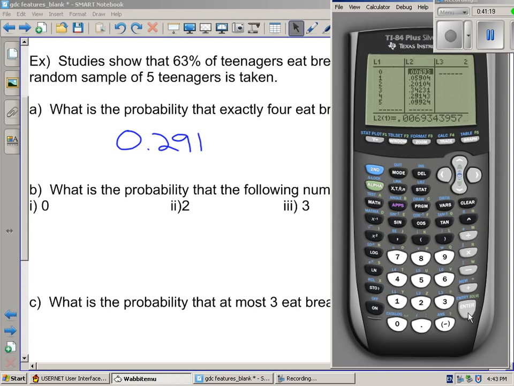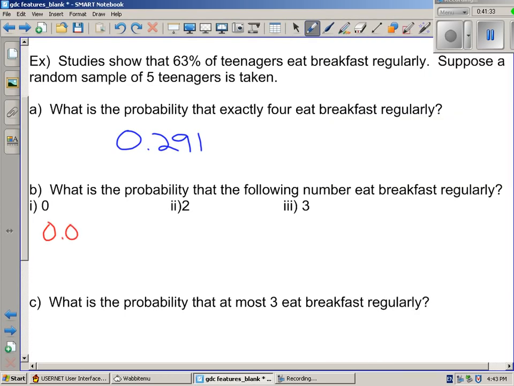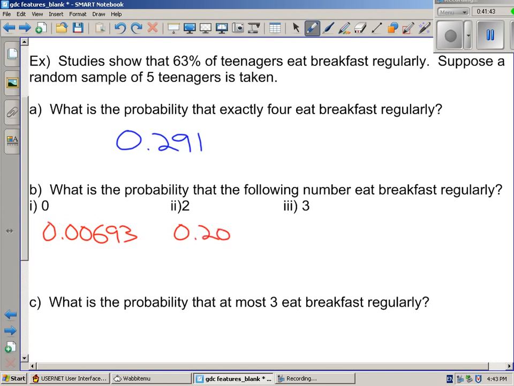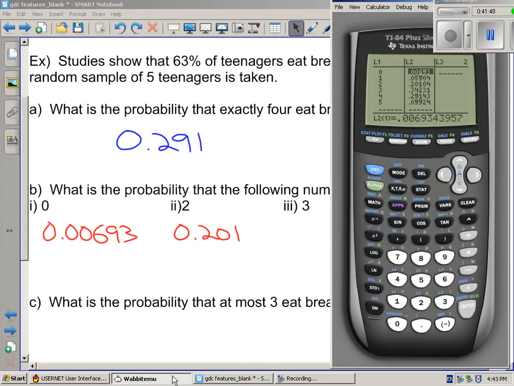And what it will do is generate the probability of every possible outcome. So this one, or this one, or this one. So if I want the probability of 0 eating breakfast, it's 0.00693. If I want the probability of 2 eating breakfast, I just go over and it's 0.201. If I want the probability of 3 eating breakfast, it's 0.342.